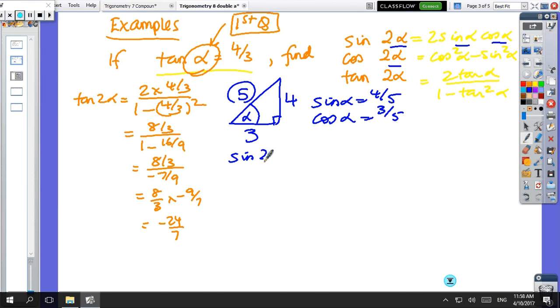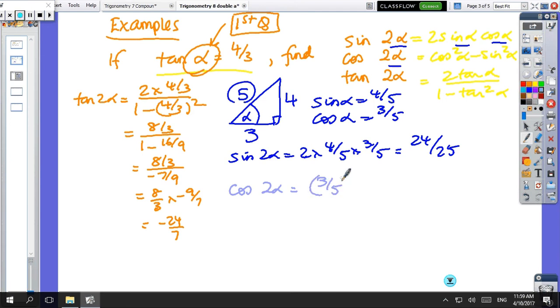So sine 2 alpha equals 2 times 4/5 times 3/5. 2 4s are 8, 2 3s are 24 over 25, and that one's done. And cos 2 alpha equals cos squared minus sine squared, so 3/5 squared minus 4/5 squared, 9 minus 16, which gives us minus 7 over 25.